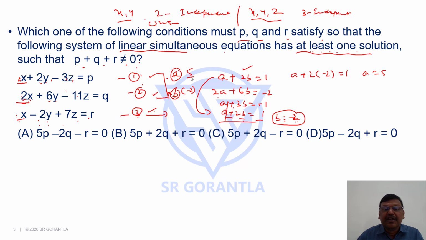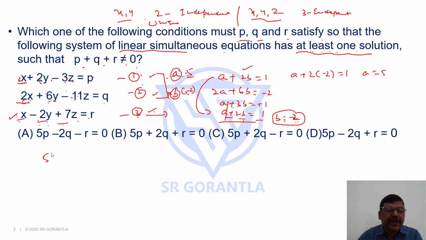Let us confirm it. 5 times x, 5x, minus 2 into 2, that is minus 4x. 5x minus 4x is 1x or not? Yes. 5 times 2, 10y, minus 2 into 6y is minus 12y. 10y minus 12y is minus 2y, satisfied or not? Let's confirm one more. 5 into minus 3z, that is minus 15z. Minus 2 into minus 11z is plus 22z. Minus 15 plus 22 is plus 7. Satisfied. So now that means the right hand side also should satisfy.